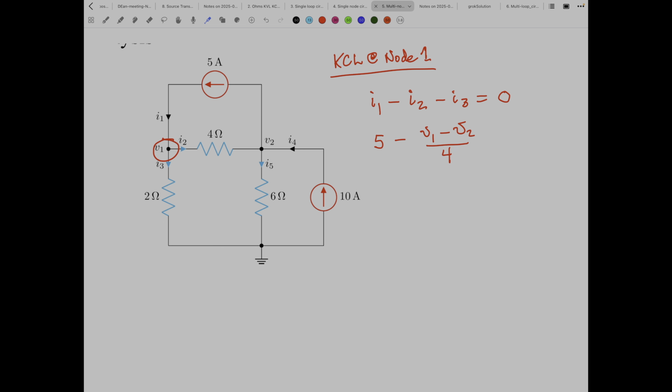So you see, I1 is 5. I2 is V1 minus V2 over 4.